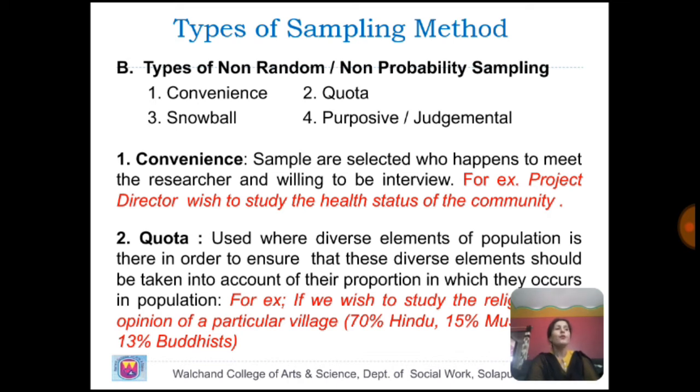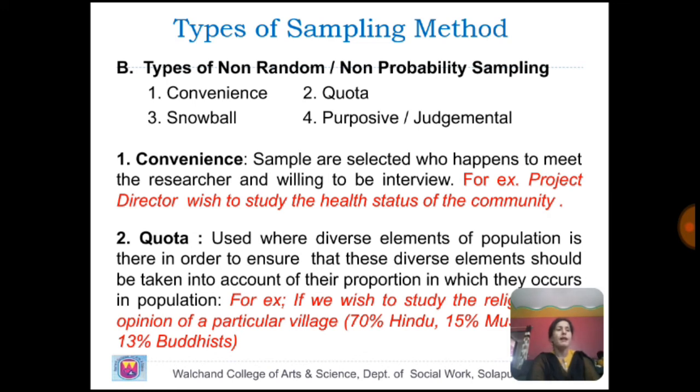Now we will discuss the types of non-random or non-probability sampling, and there are 4 types of non-random or non-probability sampling method, and they are convenience, quota, snowball and purposive. Now let us discuss each type of non-random sampling method in detail.